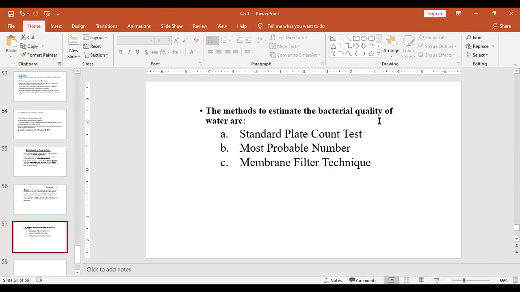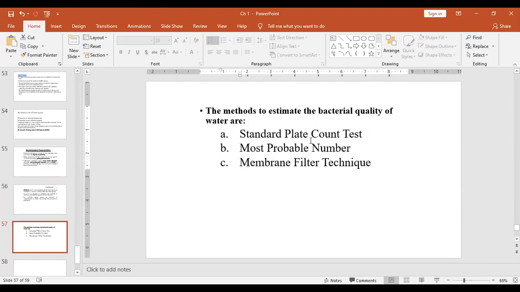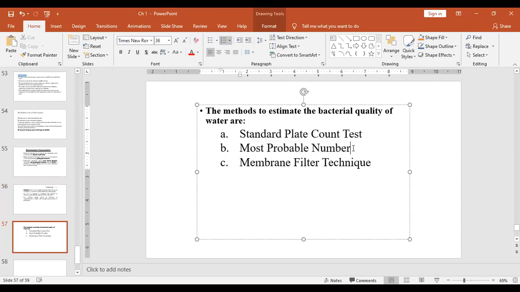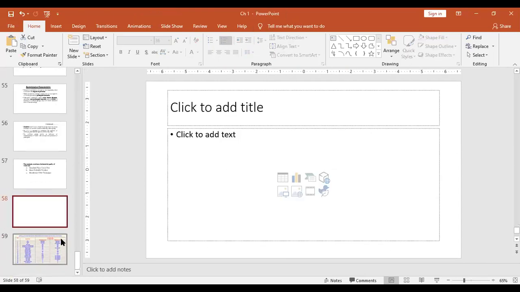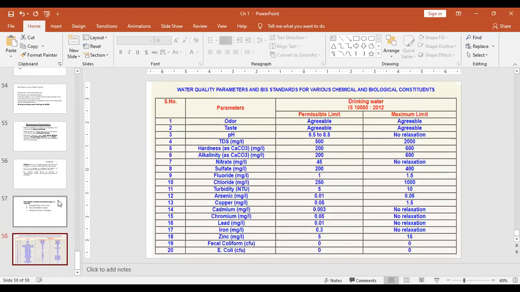The methods to estimate the bacterial quality of water are the standard plate count, the most probable number, which is known as MPN also, and the membrane filter technique. These are the three methods by which we can test the water on the bacterial front. Okay, so this is about the biological and all the physical and chemical characteristics.